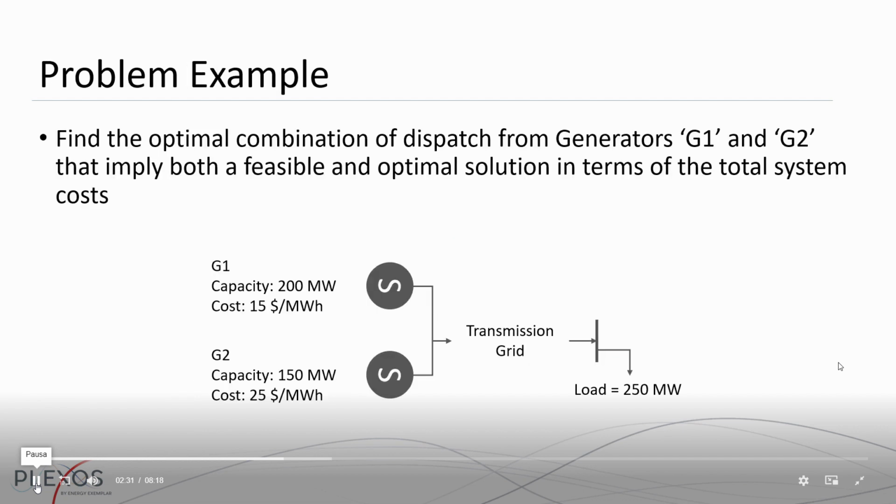To go over the problem formulation in a little bit more detail, we will use a simple example. We consider the system shown, which has 2 generators and a load. The aim here is to find the optimal combination of dispatch from generators G1 and G2 that imply both a feasible and optimal solution in terms of the total system costs. Note that the generators each have their own capacity and cost associated with them. The total load for the system is 250 megawatts.